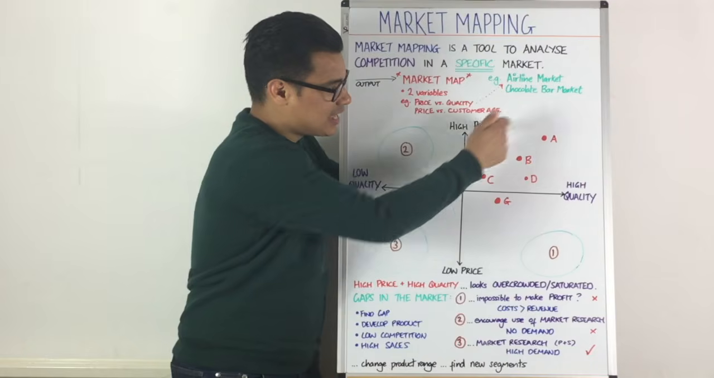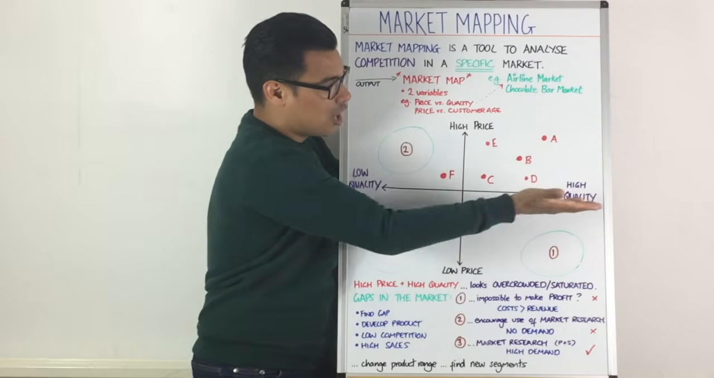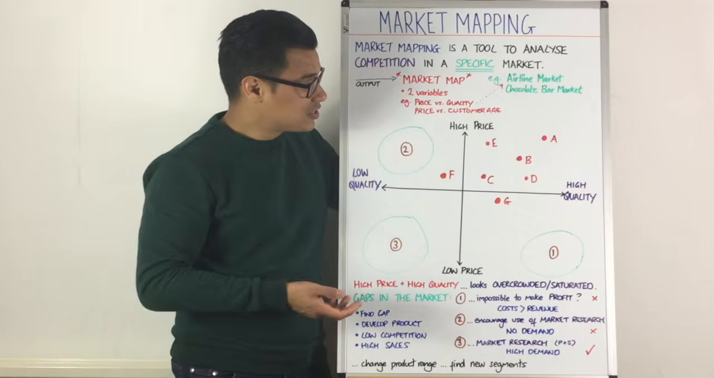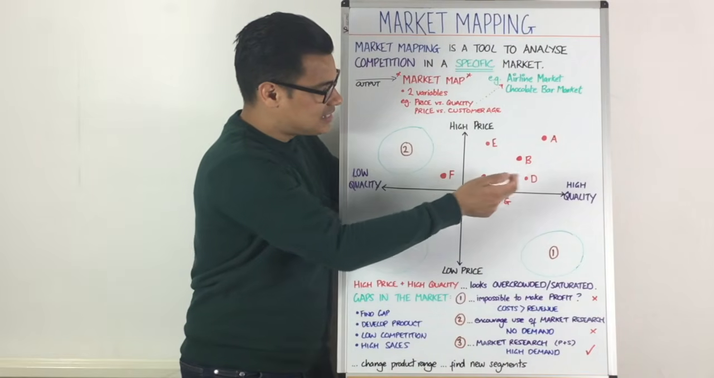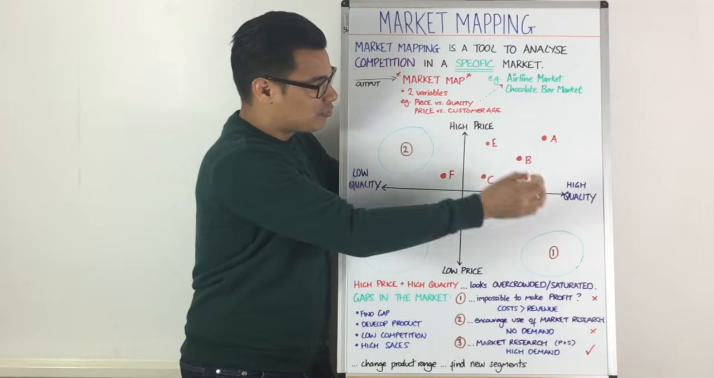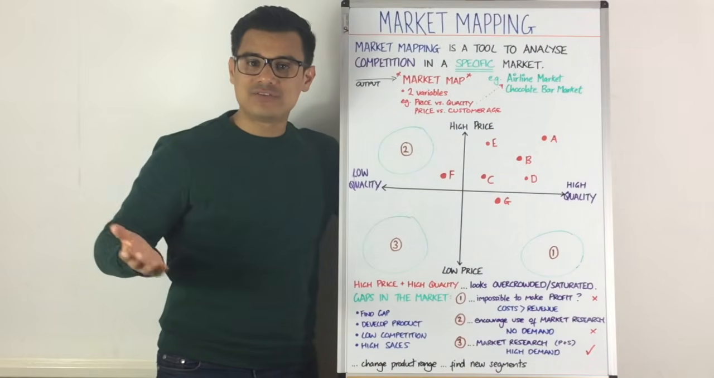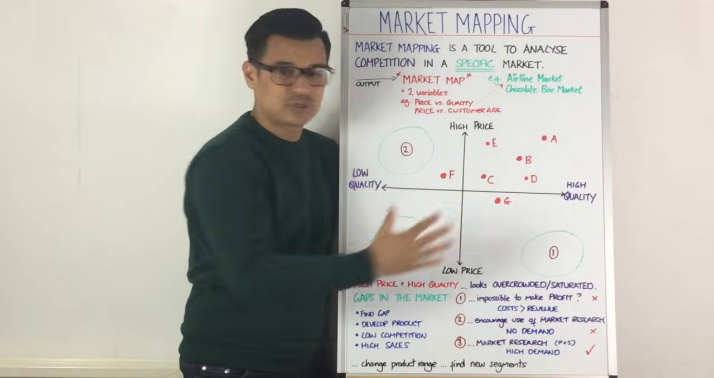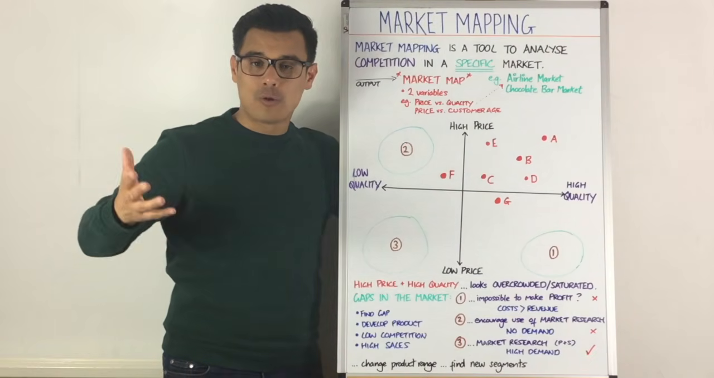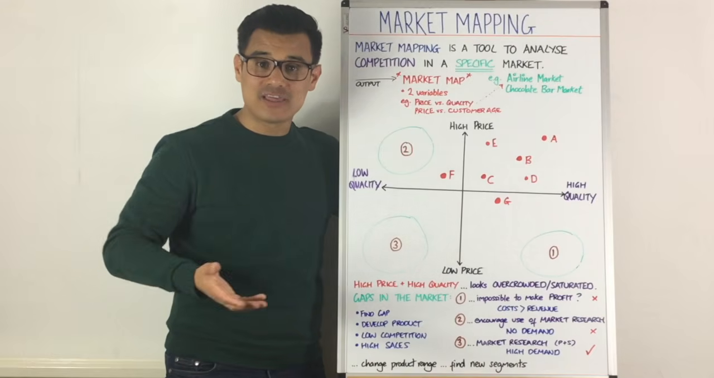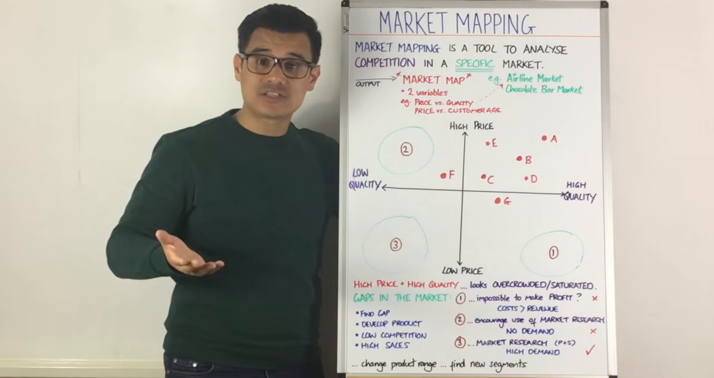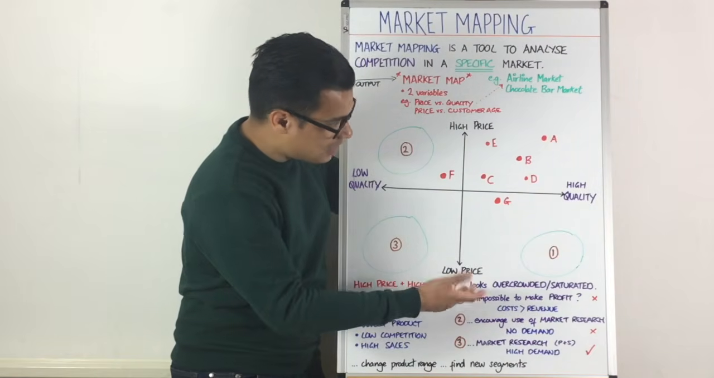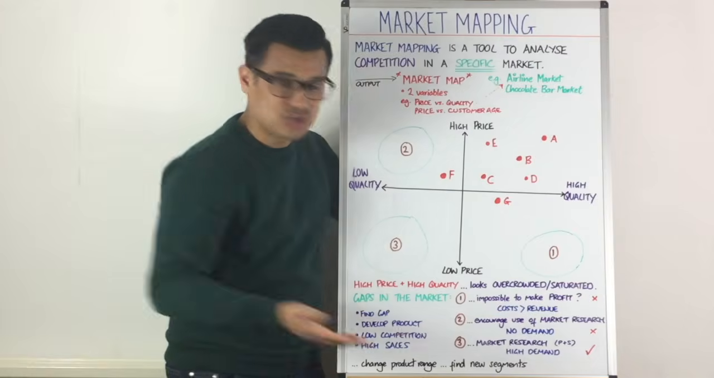And these red dots here in this quadrant that is high price, high quality are the competition, in this case the airline companies. So you can see that we've got A, B, C, D, E that are all in high price, high quality, which kind of intuitively makes sense. But what we learn from this is that this quadrant is quite saturated. There's lots of competition all doing the same thing. They're providing a high quality service for a high price. So high price, high quality, it looks overcrowded, it looks saturated.